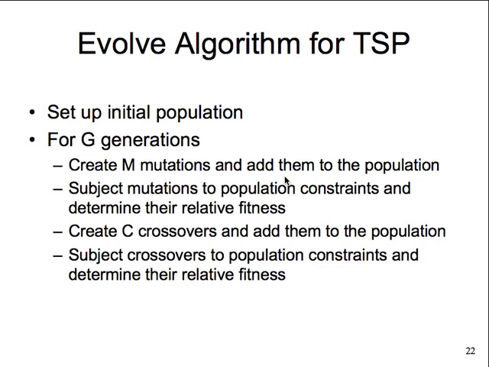The subject mutations to the population constraints and determine their relative fitness, drop out the ones that don't stand up, that are weaker solutions, create C crossovers, and then add them to the population. This is pretty much a description of what you're doing. And then subject the crossovers to population constraints and determine their relative fitness. It's all about the fitness. And the fitness is the shortest distance.